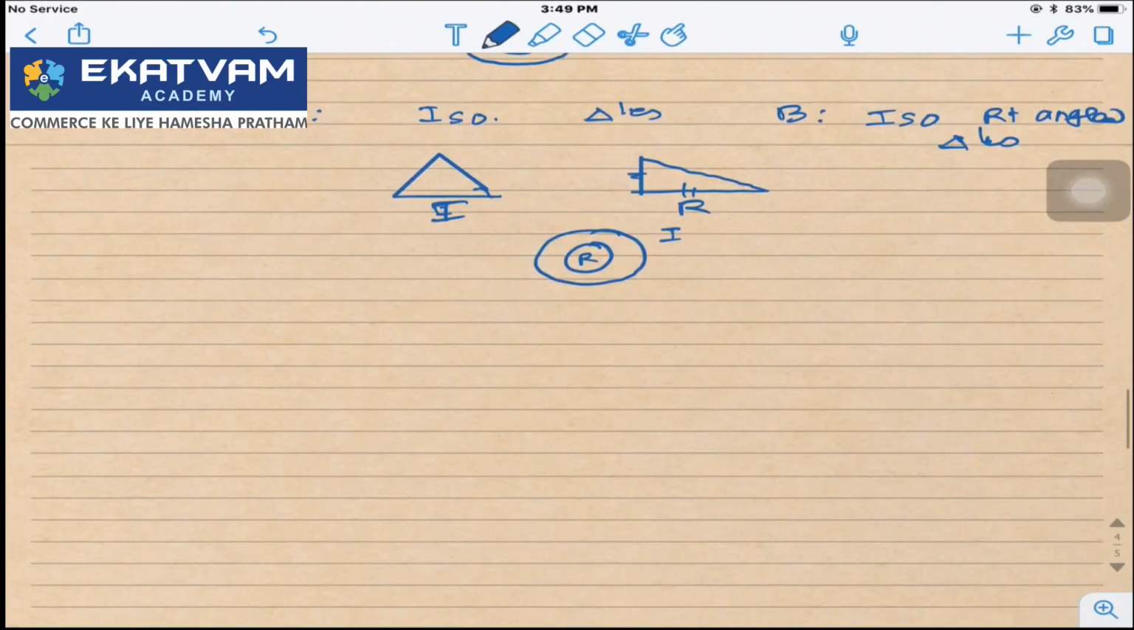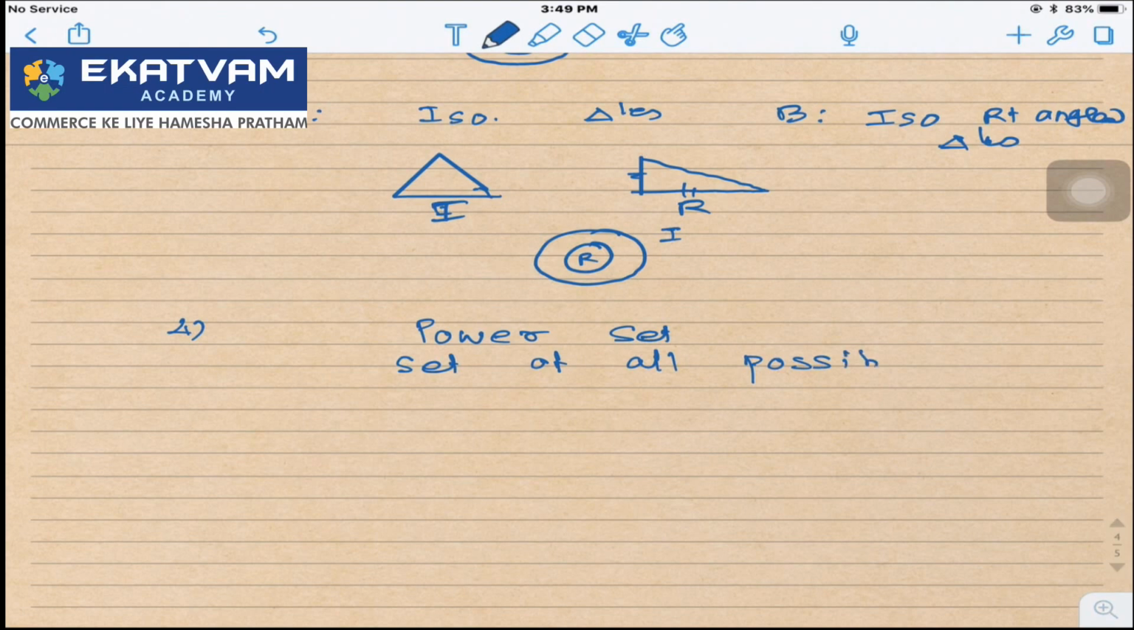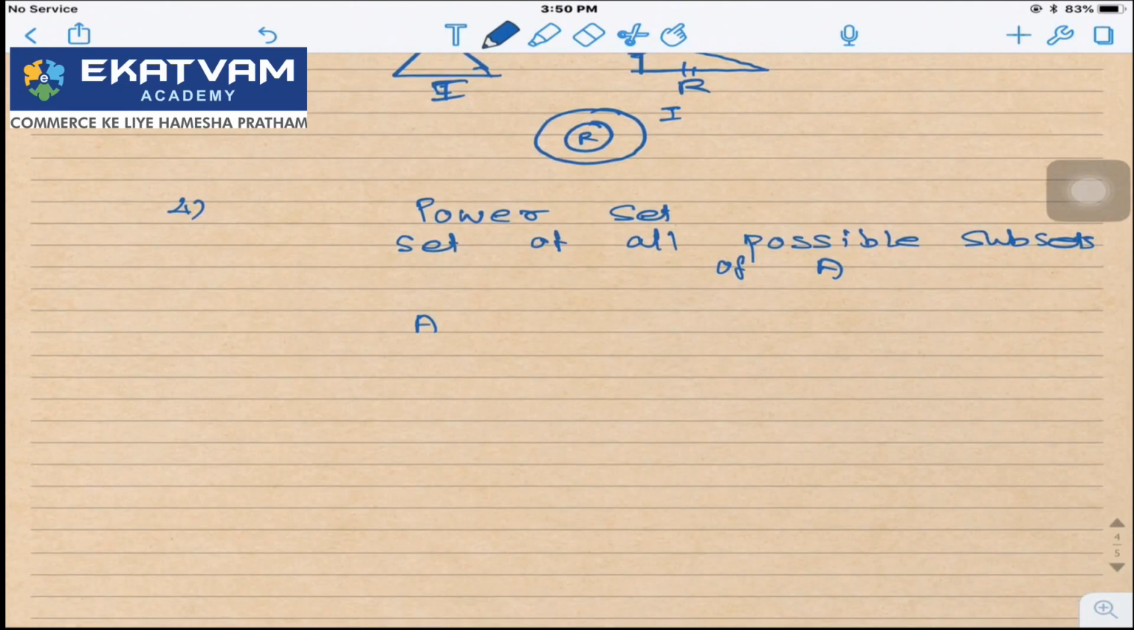Proper subset, improper subset. Now as a fourth concept, remember power set. Power set is the set of all possible subsets of A. It is the set of all possible subsets of A. For example, if A is {A, B, C}, then tell me what is the power set of A?